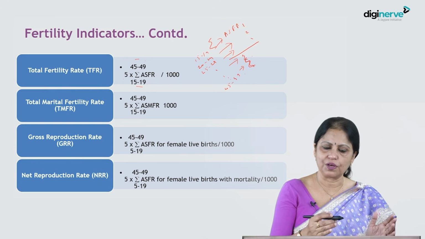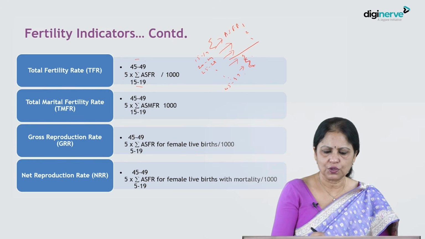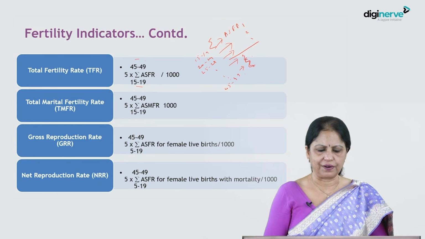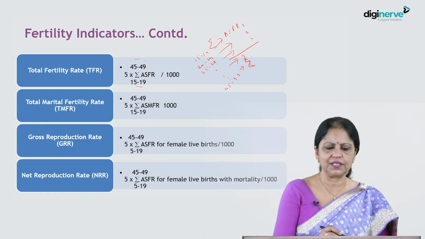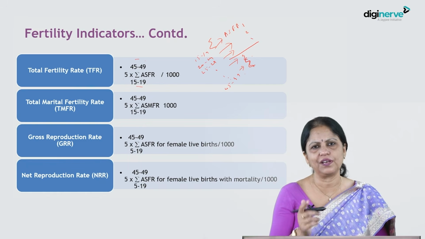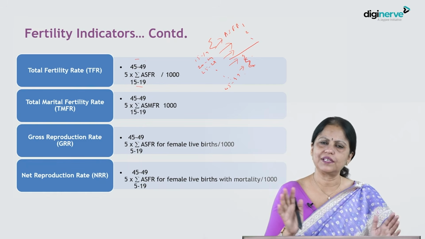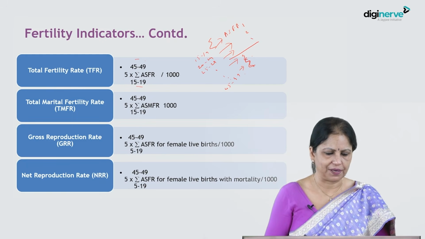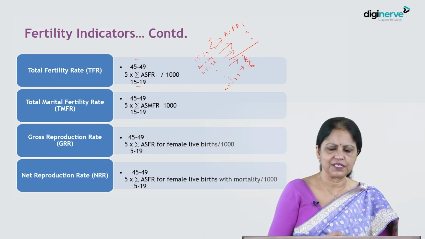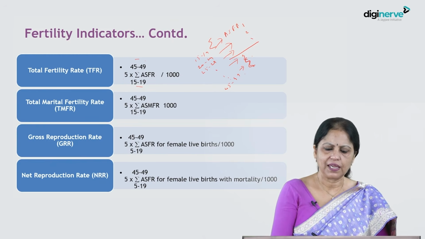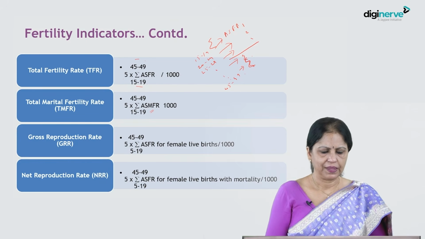That means it gives a total for 5 years, so we divide by 100. So this is the total fertility rate. Basically, this is the total number of children a woman would bear in her entire reproductive lifespan. Another way is the total marital fertility rate, the same thing, but the age-specific marital fertility rate is considered here.